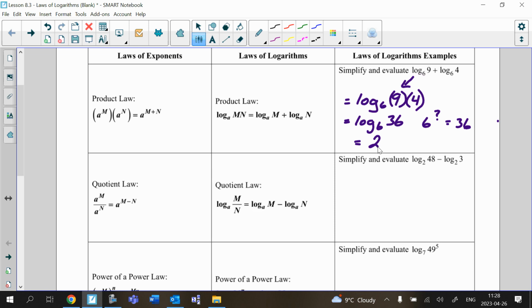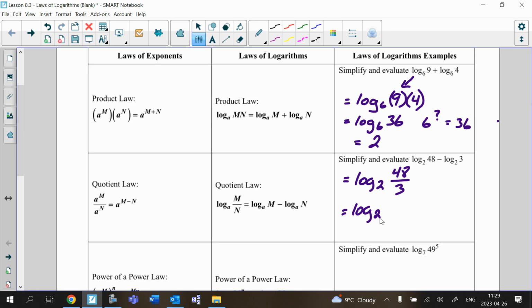For division, if we are taking the log of 2 expressions being divided, that is the same as taking the log of the first expression, the top expression, minus the log of the bottom expression. Or vice versa. So if I see 2 logs being subtracted, I can change this to a single log of division. The base stays the same, but now I just divide the 2 numbers. And when I do that, I get log base 2 of 16, which I can do in my head.